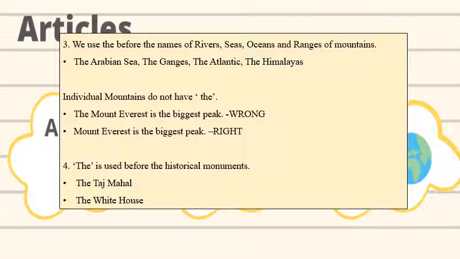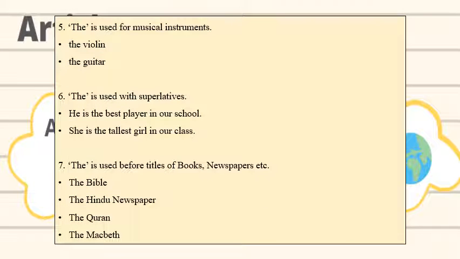Okay. Then next, the is used before the names of historical monuments like the Taj Mahal, the White House, the Red Fort, like that. Now, the is used for musical instruments, the violin, the guitar, like that. The is used with superlatives. I hope you have learned what the superlative degree of adjective is, and what the comparative degree is. So the is always used with superlative degrees. He is the best player. She is the tallest girl. When we say the superlative degree, the highest degree.